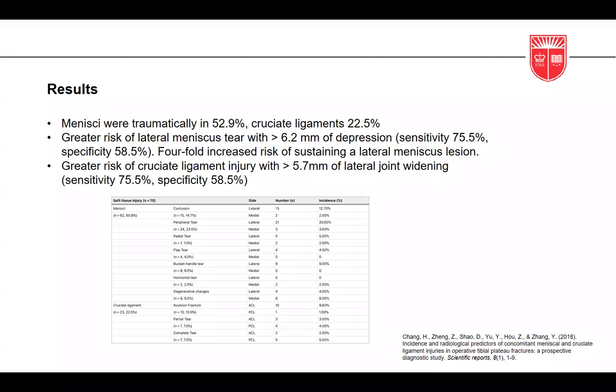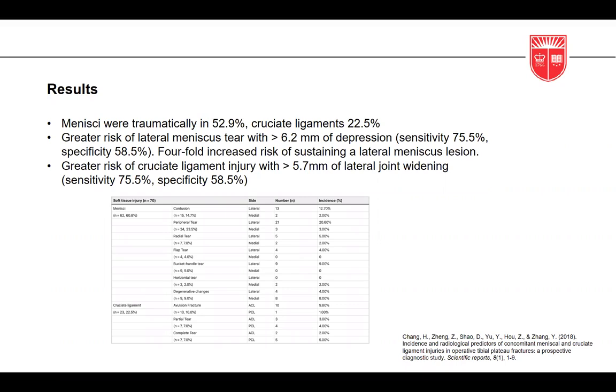Authors concluded that the most appropriate cutoff point for lateral meniscus tear was 6.2 millimeters of depression. Patients with greater than 6.2 millimeters of depression had a 4-fold increased risk of lateral meniscus tear. They also determined that the most appropriate cutoff for ACL lesions was 5.7 millimeters of lateral condyle widening.